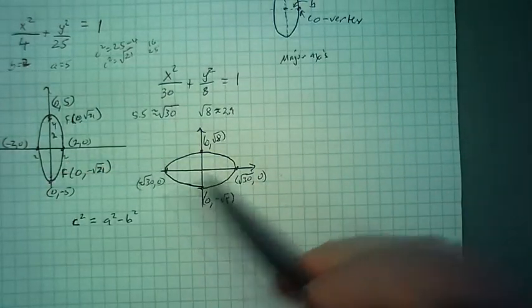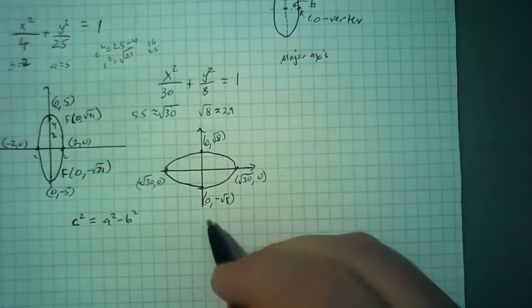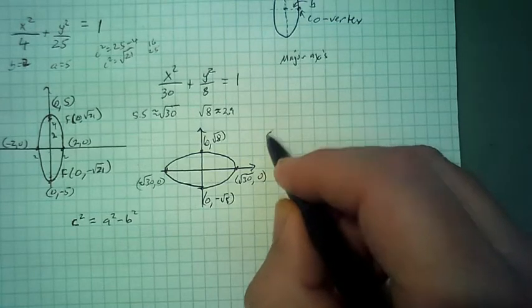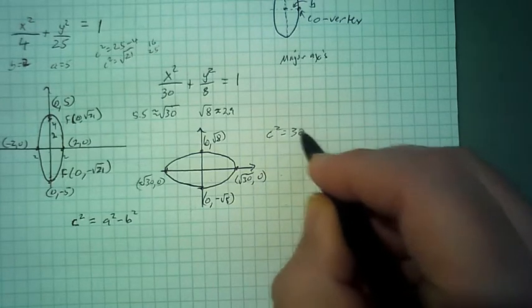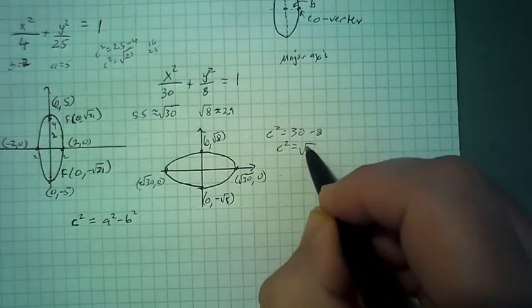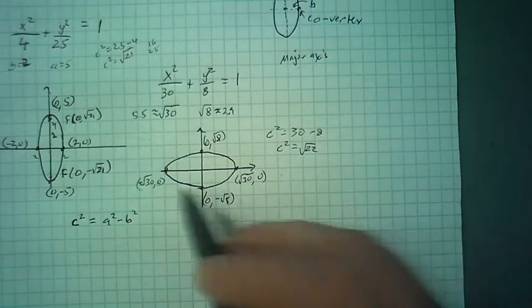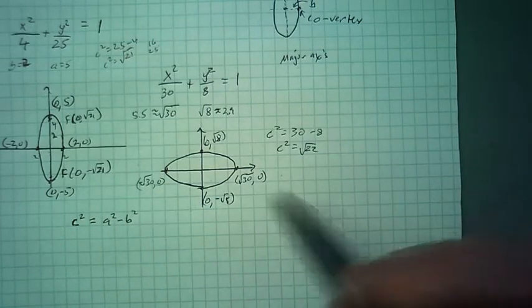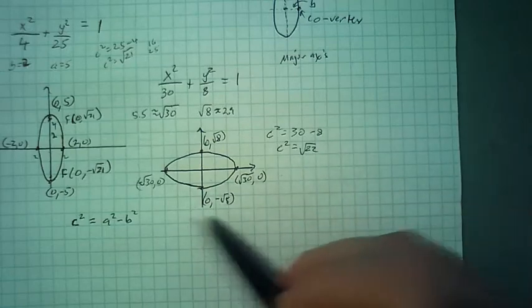In this example, which is similarly elongated, c squared is going to equal 30 minus 8, which is 22, so c is the square root of 22, which is, again, more than halfway to 5.